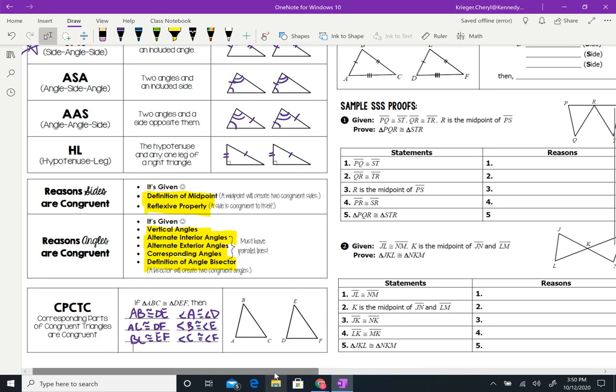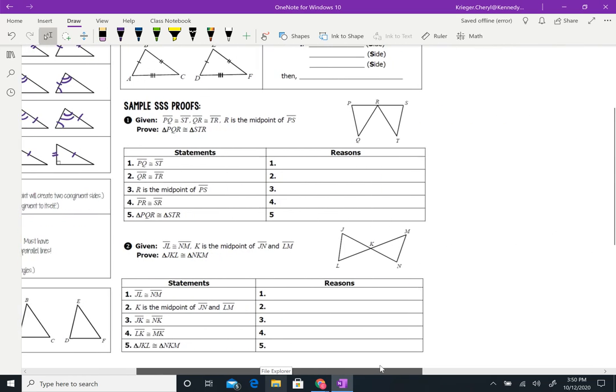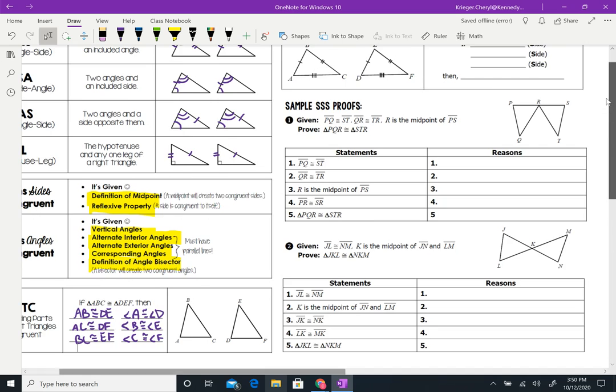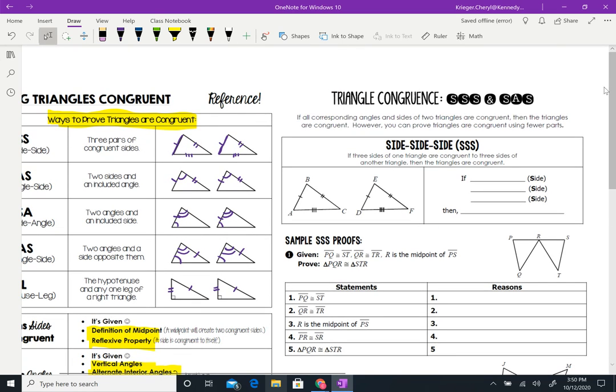All right, so let's see here. Let's try some proofs. So using side, side, side, and side, angle, side. If all corresponding angles and sides of two triangles are congruent, then the triangles are congruent. However, you can prove triangles are congruent using fewer parts.